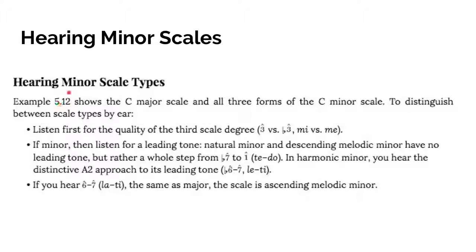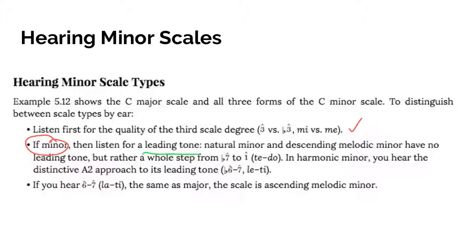All right, so I'd like you to listen to example 5.12. And if you look at it, this shows you the C major scale and then all 3 forms of the C minor scale, because I want you to be able to distinguish all 3 of them, all 4 technically, in your ear. Okay, so you always, first, you listen to the first quality of the 3rd scale degree. Is it mi or me?